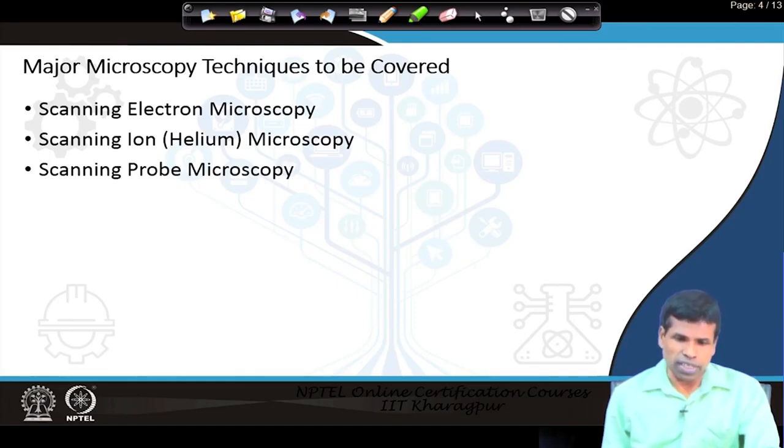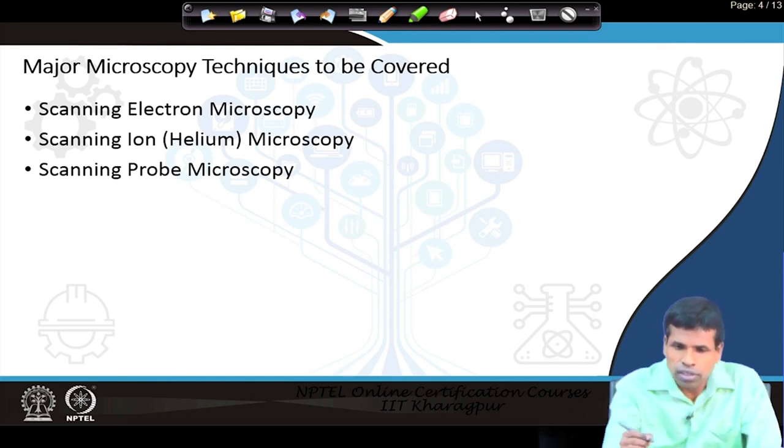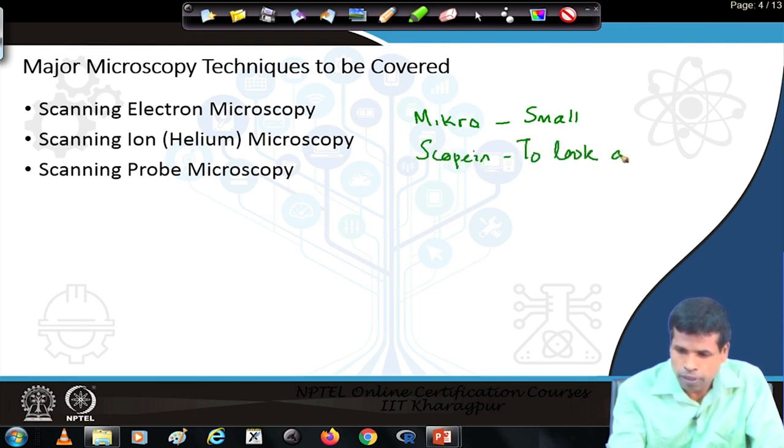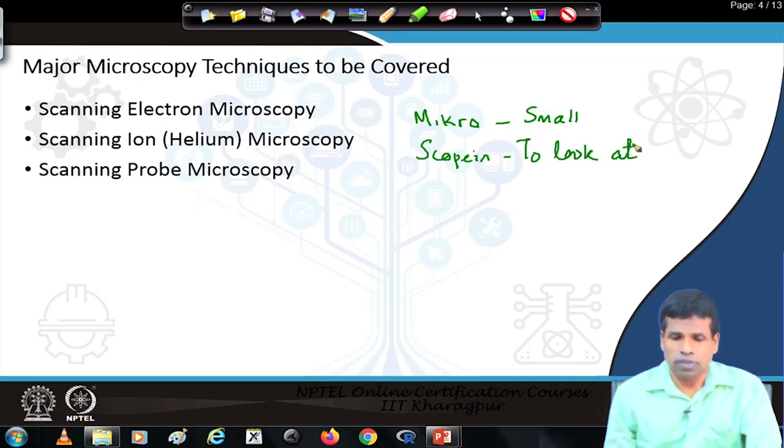Let us understand each word of this technique. First is microscope. Microscope word comes from two Greek words. One is micros, that means small, and another is scopian, to look at. So, an instrument or system that is used to view objects that are too small that we cannot see by naked eye is called microscope. And the science of investigating such small objects using the microscope is called microscopy.